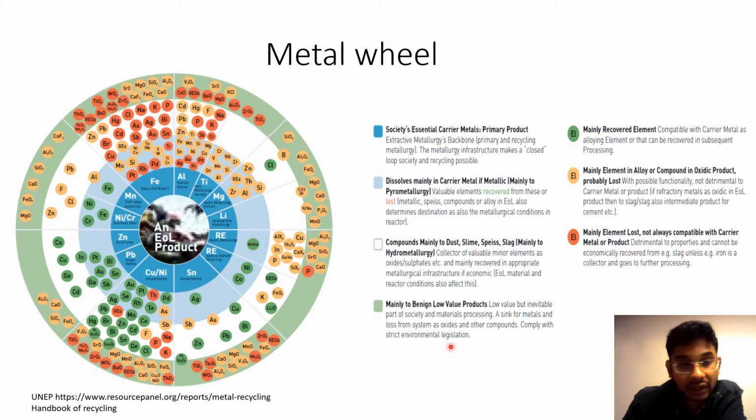Then you have the light green, which shows things that are very important in my opinion, but are part of these major metal cycles. Then you have the mainly recovered elements. And in red, you have the tramp elements. As I told you, these are elements that are not only lost but also detrimental to the making of these major metals, so you want to, in one way or another, get rid of them. This metal wheel is for you to visualize how these metals are complicatedly interconnected.